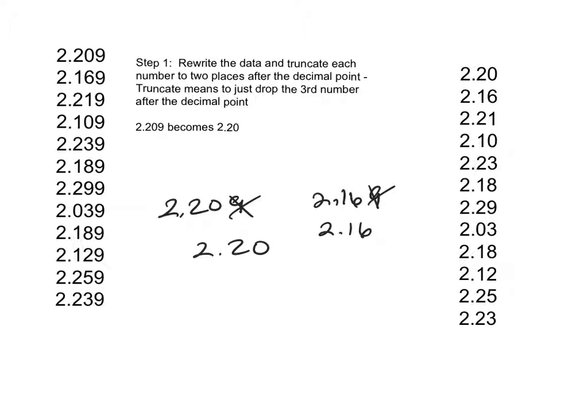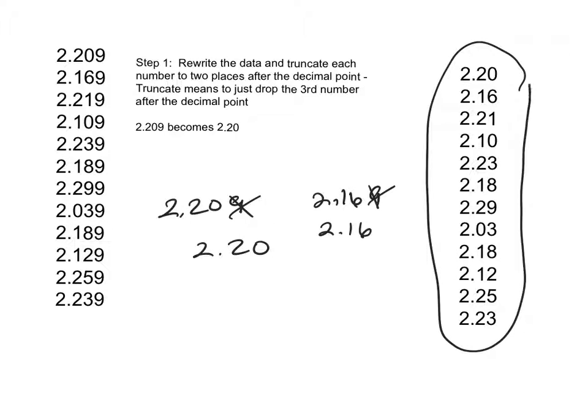And if I rounded, 2.209 would become 2.21, and 2.169 would become 2.17. We don't have to do this to create a stem and leaf plot. This textbook that we're using and this program, MyStatLab, chooses to create their stem and leaf plot by truncating the numbers that are to the nearest thousandth to the nearest hundredth. So I went ahead and did that for each number, and they're listed over here on the right-hand side.